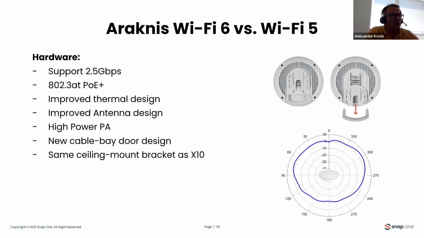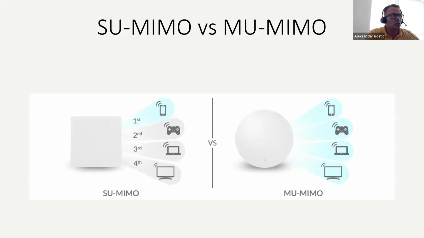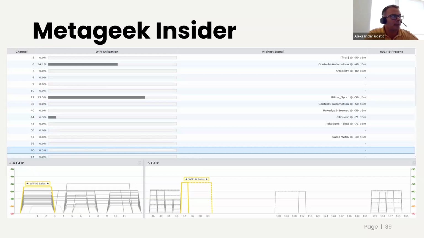And when mounting is in question, the ceiling mount bracket is completely the same as the X20, so you can easily just remove the X10 and put the X20 on without needing to remove the mounting bracket itself. They also support multiple users and multiple inputs, multiple outputs. That means if you have multiple users connected at the same time, each user has its own dedicated beam to connect, and that improves general throughput across the project.